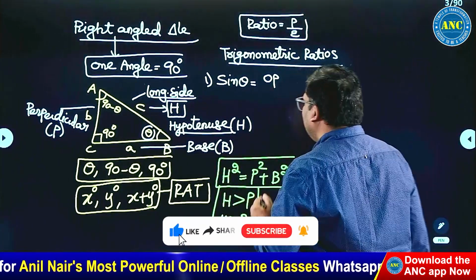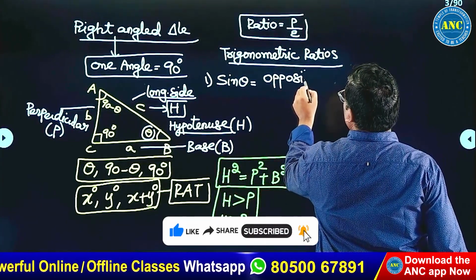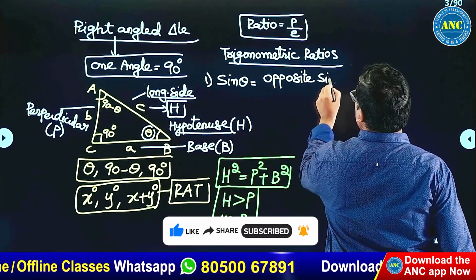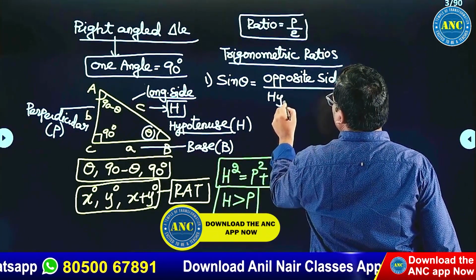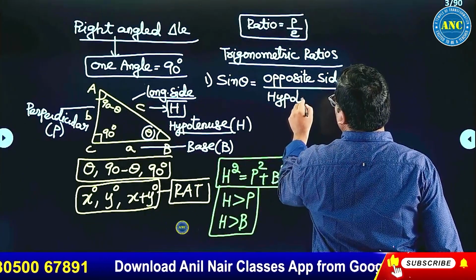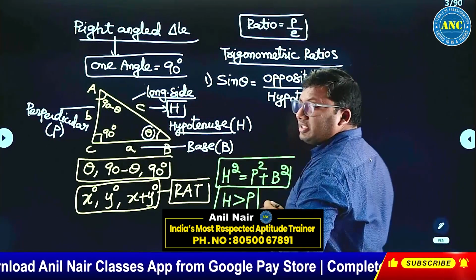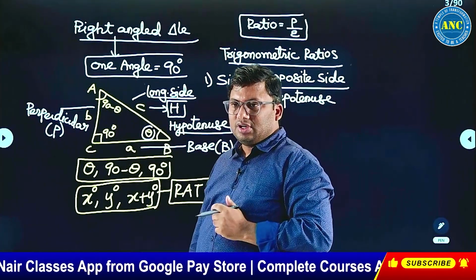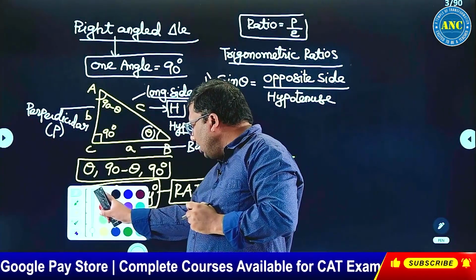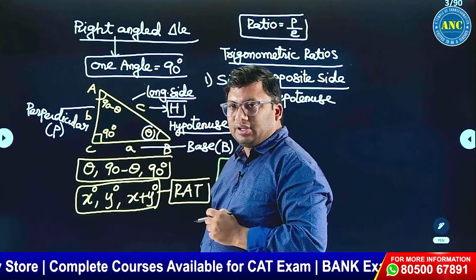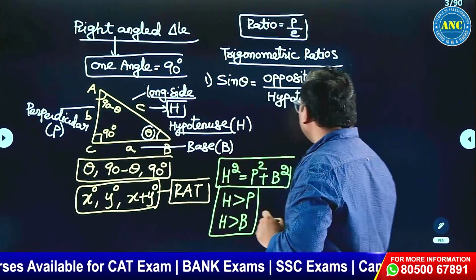Sin theta is given by opposite side by hypotenuse. The definition of sin theta is opposite side by hypotenuse. Now listen very carefully, sir.